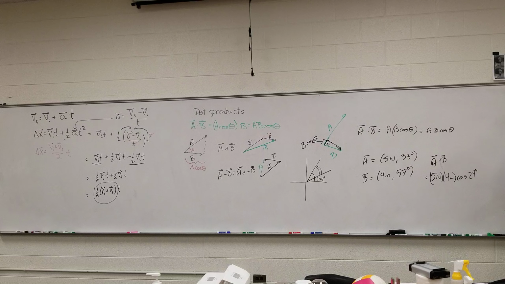And what is this, by the way? What would the unit be though? Because you have newtons and meters. It's like 8.48, something's off there. 5 times 4 is 20, 20 times the cosine of 24 degrees. Hold on. Alright, 18.27.